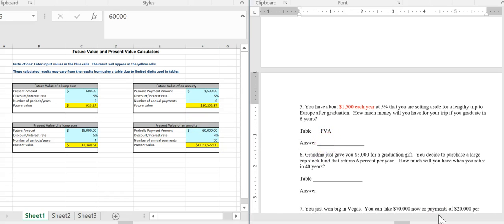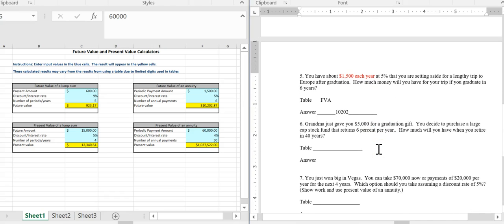So I will have a whopping $10,202, which if I stay in youth hostels, or actually you could stay in even Airbnb, and make it on that amount of money in Europe. So hopefully you do that.